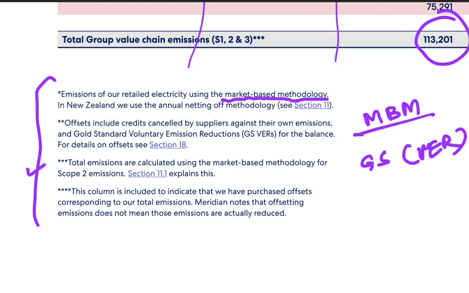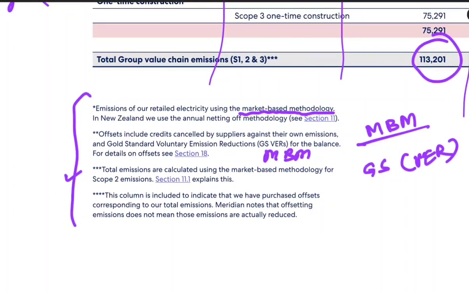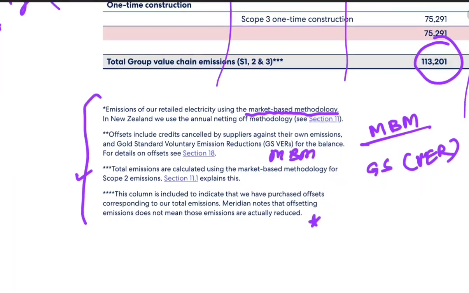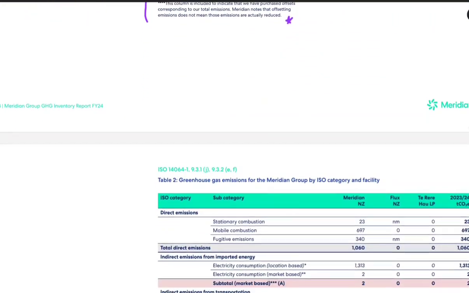Then next, total emissions are calculated using market based methodology, MBM, as I said, for scope 2 emissions also, and this column is included to indicate that we have purchased offsets corresponding to the total emissions. So the company notes that offsetting emissions does not mean those emissions are actually reduced. Okay, moving forward.